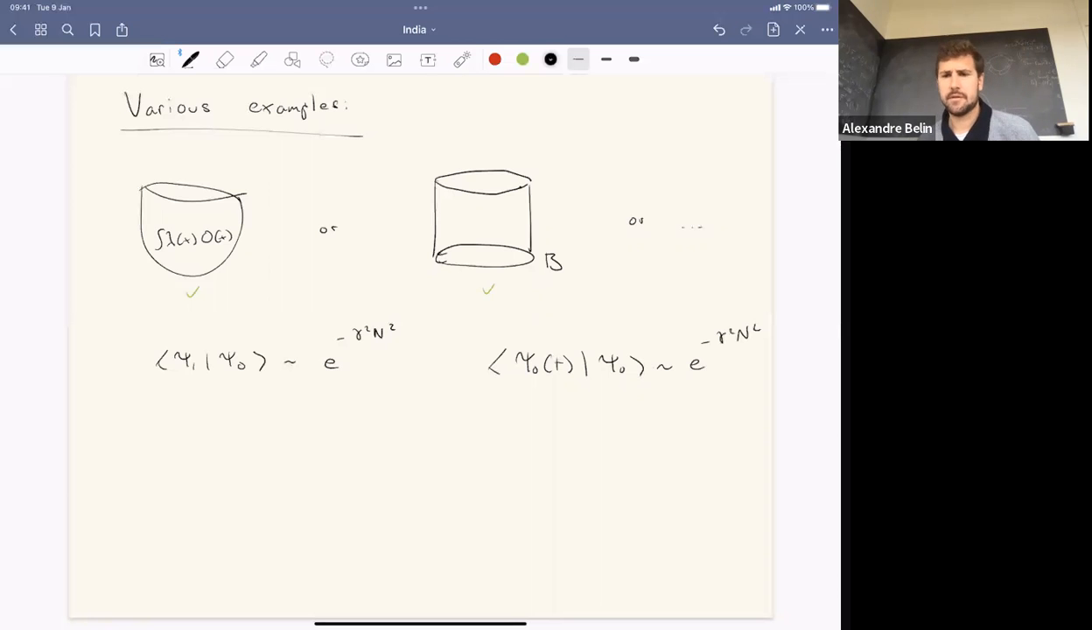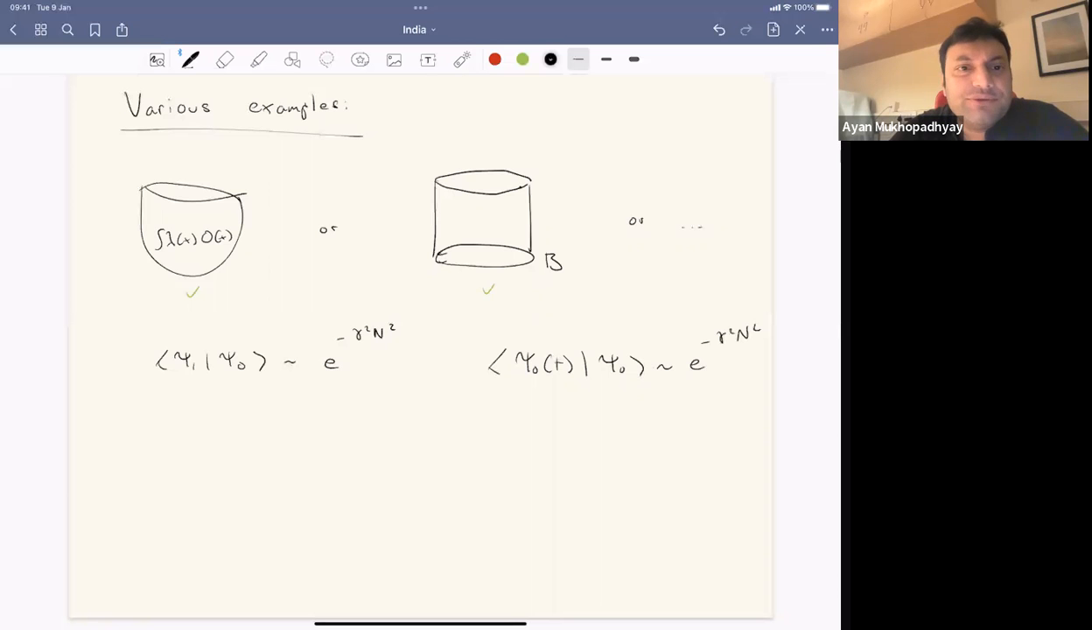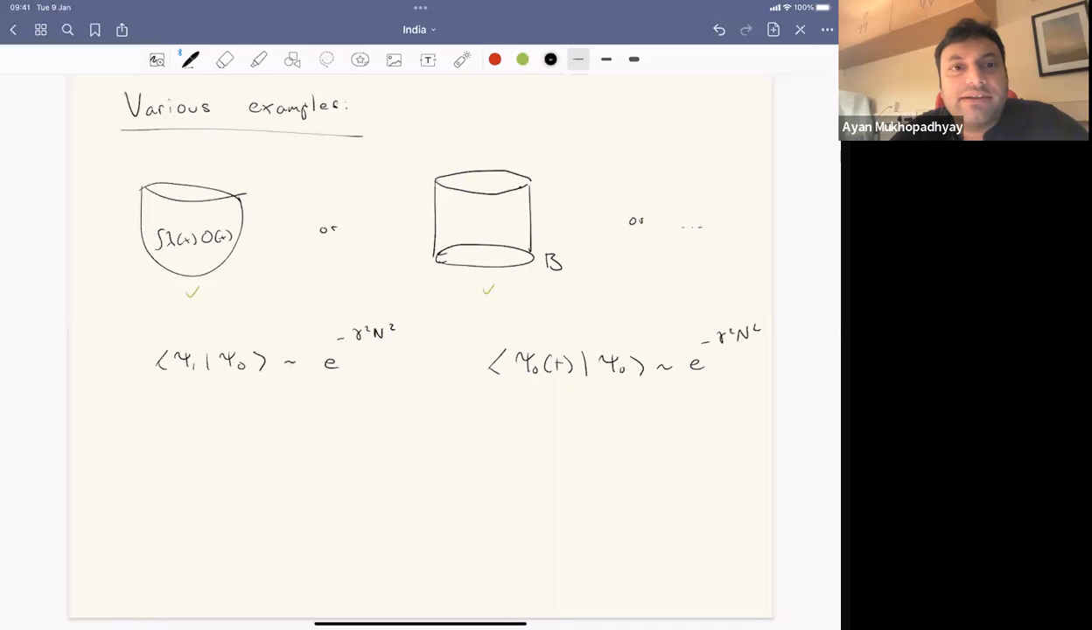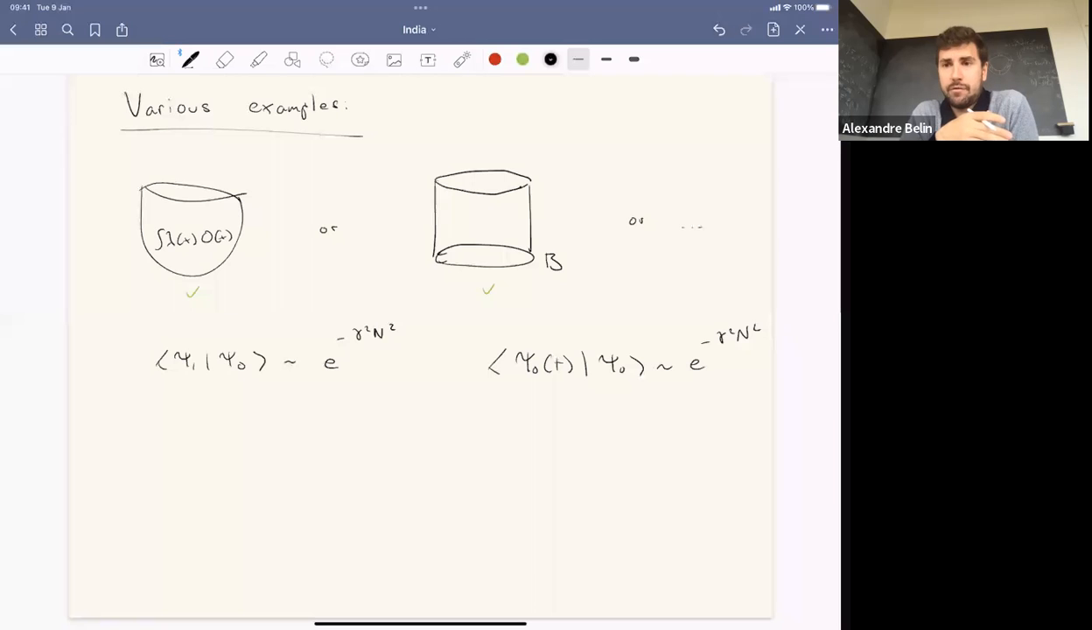And so there's a question. Just one question: suppose you do a quench in the boundary, this will also be in the same class, right? You change some coupling at the boundary as a function of time, and then turn it off. You just evolve it as a function of time.